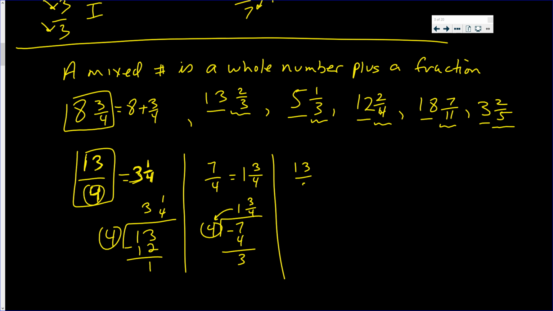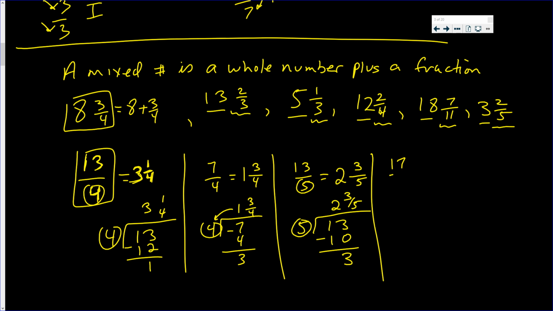If you have 13 over 5, well, 5 goes into 13 2 times with 3 left over. Divide the leftover by the 5 in this case. You can do 5 into 13. Goes in 2 times, take away 10, 3 left over. This remainder gets divided by the 5. 2 3/5.